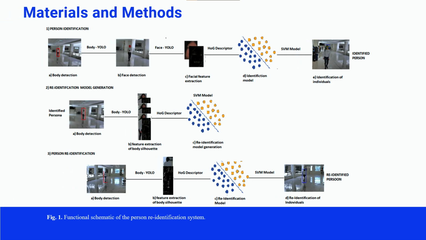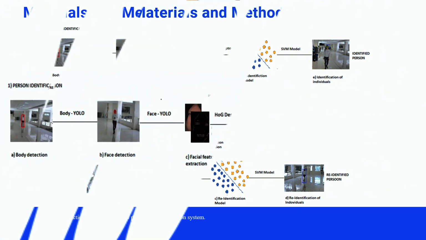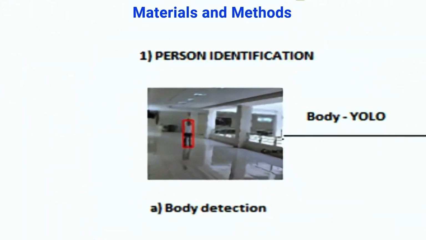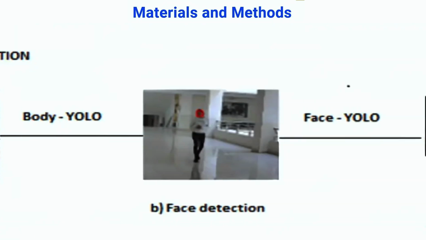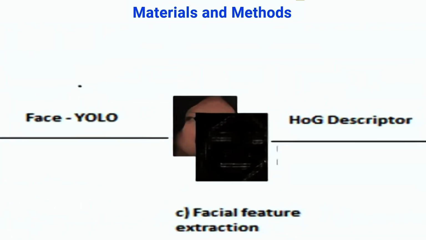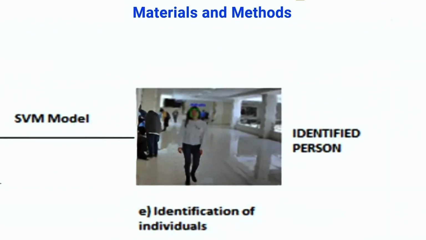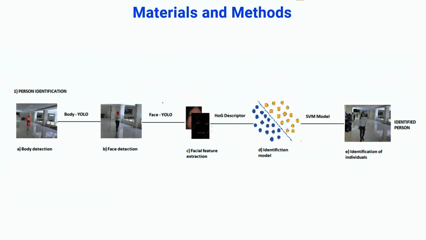The functional scheme of the system is shown in Figure 1, where three main processes are executed. 1. Identification of individuals through facial recognition. A. The system detects an individual. B. Then it detects the face through the YOLO model. C. The images are pre-processed and facial features are extracted using the histogram of oriented gradients, HOG, technique. D. The processed data is classified using a pre-trained support vector machine, SVM, model. E. Finally, the individual is identified. This process runs on the first camera, processor 1.